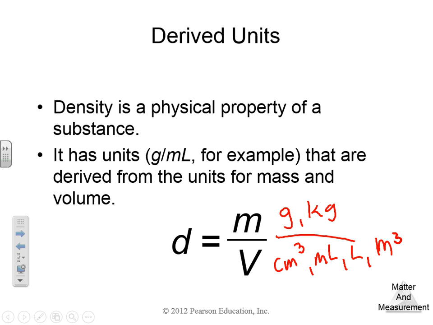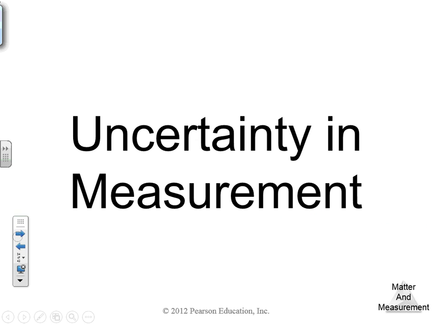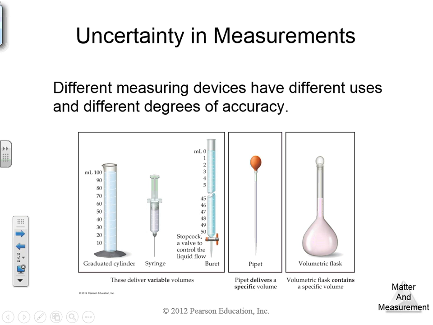Meters cubed. So you could have a variety of units for density. Uncertainty in measurement, what are we going to talk about when we talk about uncertainty in measurement? We're going to talk about two things. We're going to talk about significant figures, and the difference between accuracy and precision. And when you are accurate and precise in the lab, different devices have different uses and different degrees of accuracy.